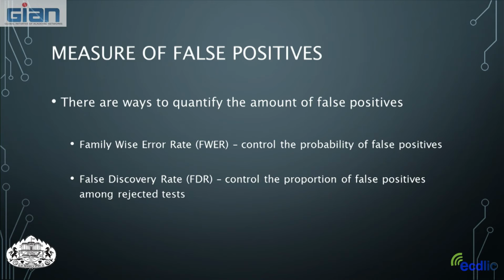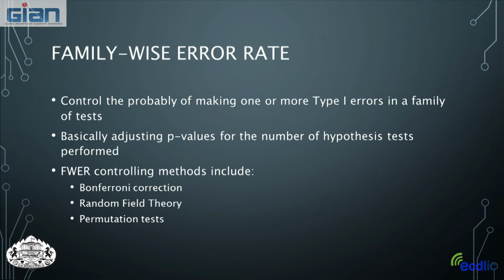The family-wise error rate is going to control the probability of false positives in our data. And false discovery rate is going to control the proportion of false positives among the tests that we reject. I'm going to show you just really briefly how these work. These are two methods that people use in fMRI to try to control these types of errors.